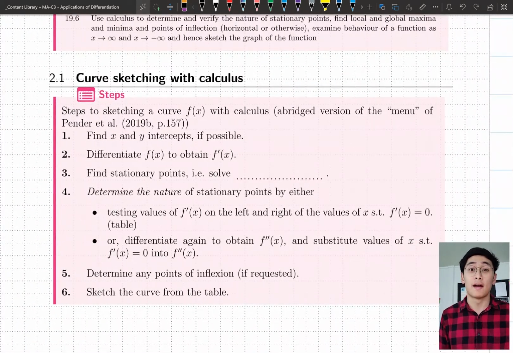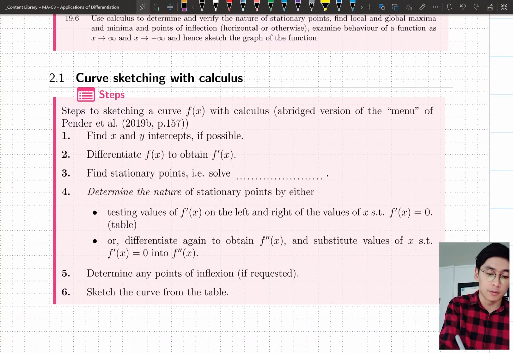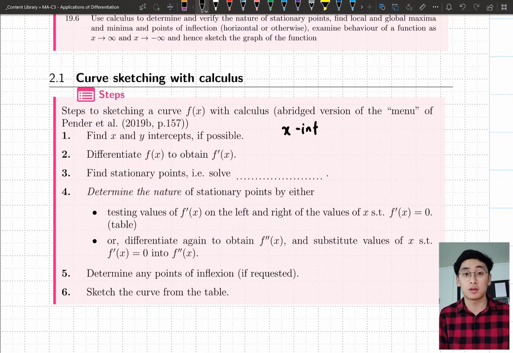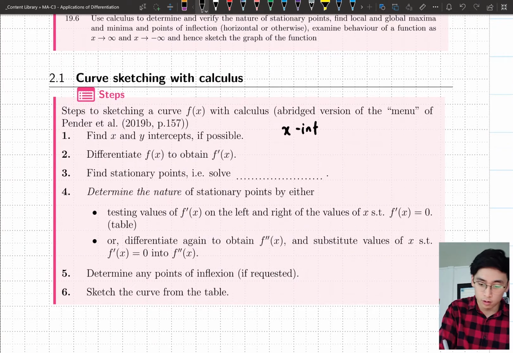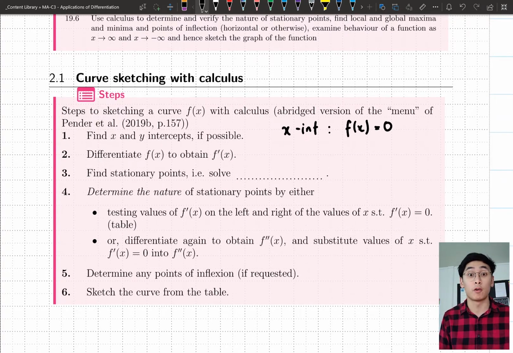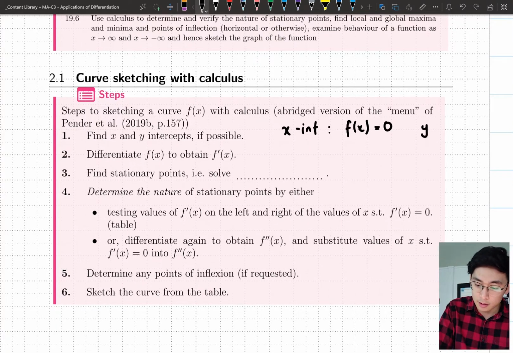The first step: find the x and y intercepts. If you remember, the way I find my x-intercept is by solving for f of x equal to 0. So for my x-intercept, I'm solving for my function equal to 0. And for my y-intercept, that's when I sub in x equal to 0. So we sub x equal to 0 into our function, into f of x.